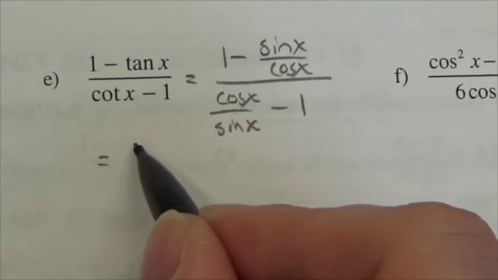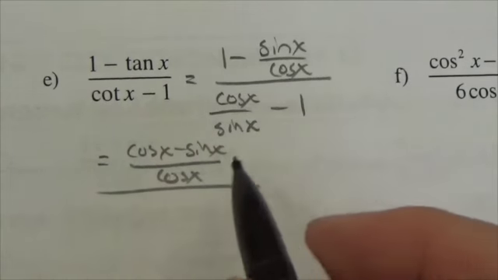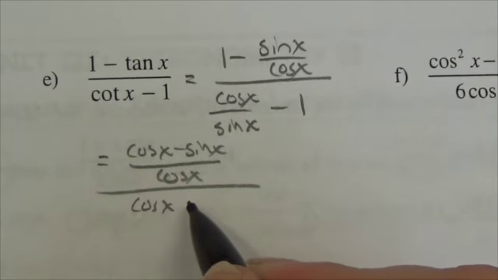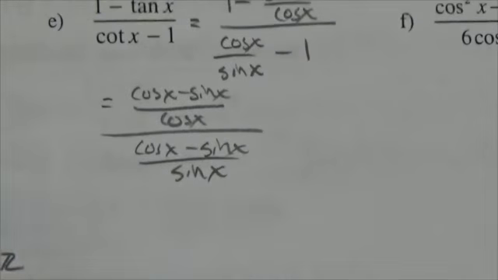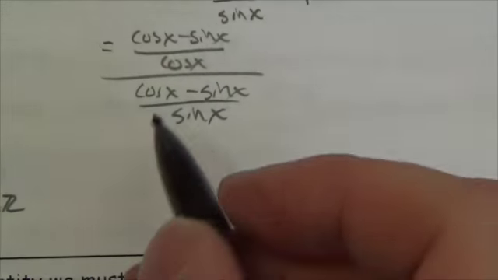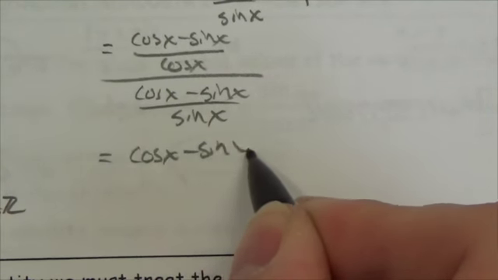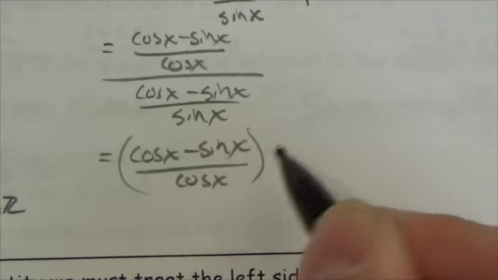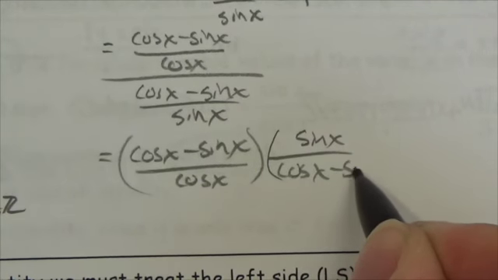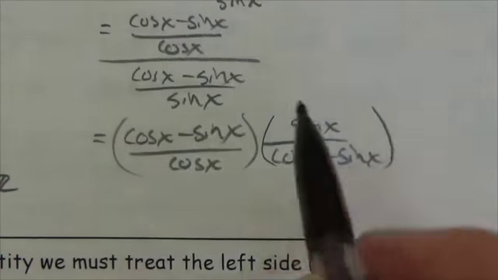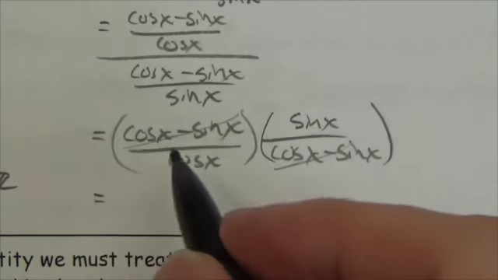So that becomes, in the numerator, cosine of x minus the sine of x over the cosine of x. The denominator is going to be cosine of x minus the sine of x over the sine of x. Okay, so I just got common denominators there, and then I put those two together. This is now the cosine of x minus the sine of x over the cosine of x, times, and multiply by the reciprocal, the sine of x over the cosine of x minus the sine of x. Oh wow, we got this. Look, this is wonderful. That's going to cancel with that. And I'm going to be left with sine in the numerator over cosine in the denominator.